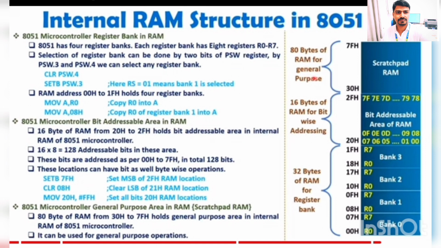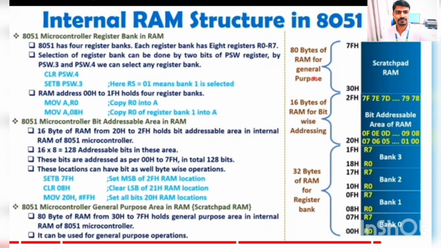Now, each register is of 1 byte. That's why the total 4 banks occupy 32 bytes. Each bank has 8 registers, and each register is of 1 byte, meaning each bank occupies 8 bytes. Similarly there are 4 banks, so a total of 32 bytes is occupied by the register banks.